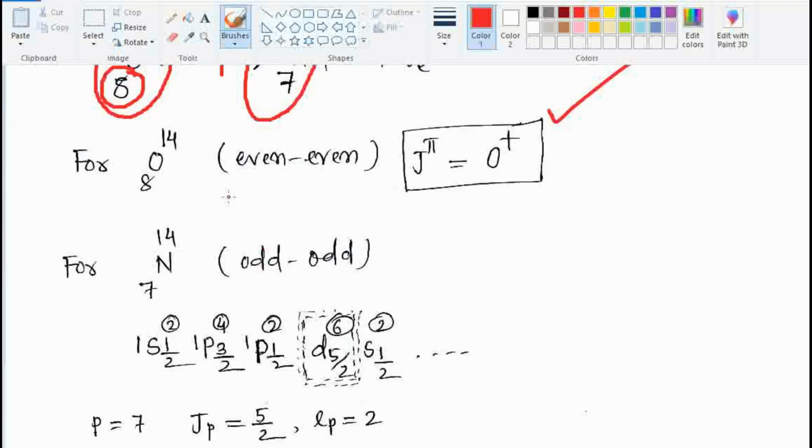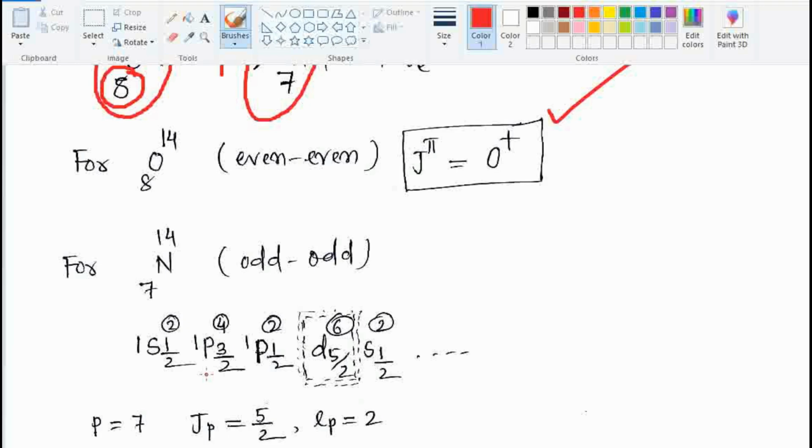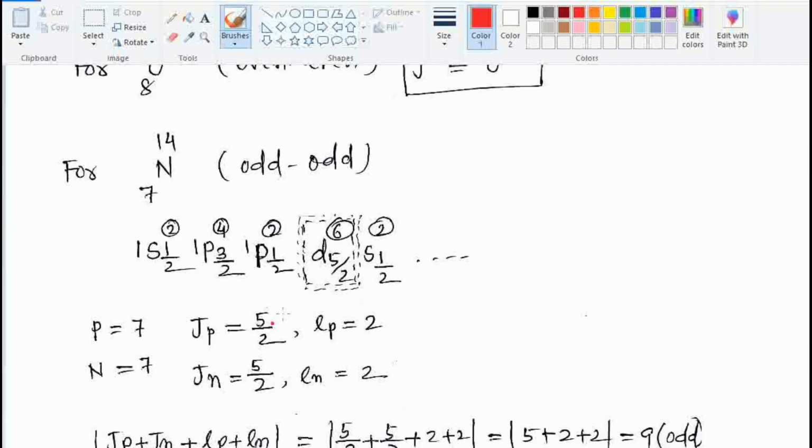This nitrogen is an odd type nucleus. So to find the spin parity of this nucleus, we have to apply the Nordheim rule. Let's suppose it is in the first excited state, for simplicity. So the last proton or neutron will stay in 1d 5 by 2.